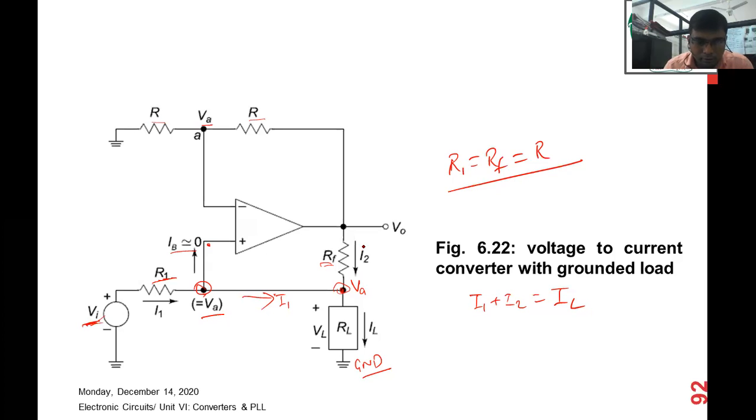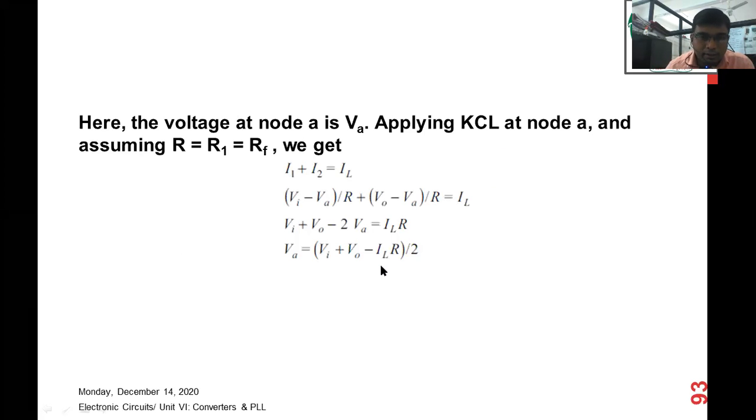Similarly, what is I2? It is V0 minus VA upon RF, means V0 minus VA upon R. So it would be equivalent to this, that is mentioned here: Vi minus VA upon R plus V0 minus VA upon R is equal to IL. So Vi plus V0 minus 2VA is equal to IL R. So what is VA here? VA is Vi plus V0 minus IL R upon 2. So this is your equation number 1, and here you can see equation number 2.